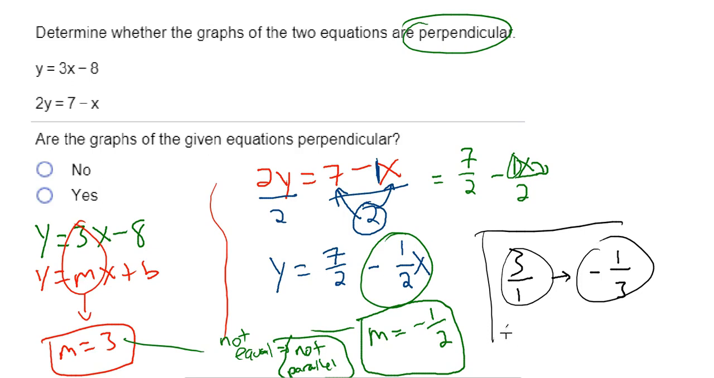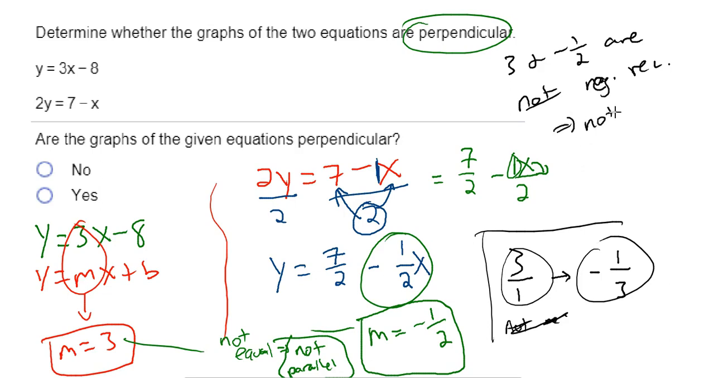Right? So these are not, let's see, maybe I should write it out in a little more detail up here. 3 and negative 1/2 are not negative reciprocals. I'm going to abbreviate that, if that's okay with you. And so these are not perpendicular. Hope that's okay if I abbreviate. Okay. So these are not perpendicular, so the answer in this case is no.